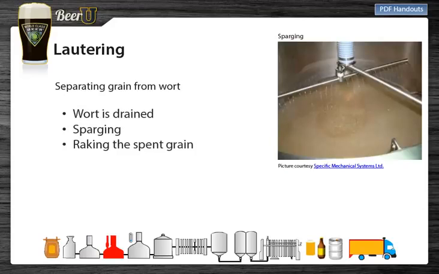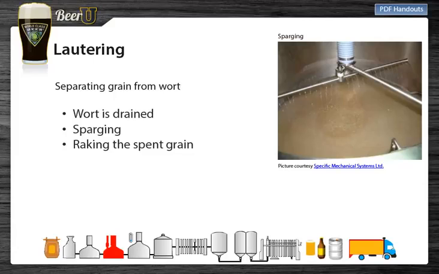Lautering is the process of separating the liquid wort from the spent grain. It is sometimes done in a separate vessel called a lauter tun, although some brewers do the lautering in the mash tun, the same vessel that the mashing was already done in. To begin the lauter process, brewers allow the steeped water, now called wort, to drain from the bottom of the vessel through a slotted or false bottom, leaving the spent grain inside the vessel while the wort moves on to the boil kettle.